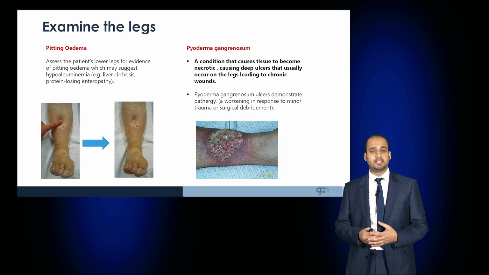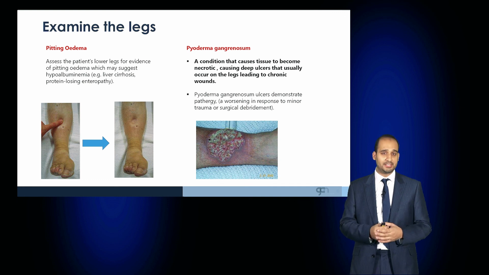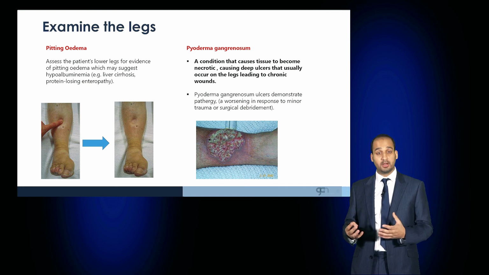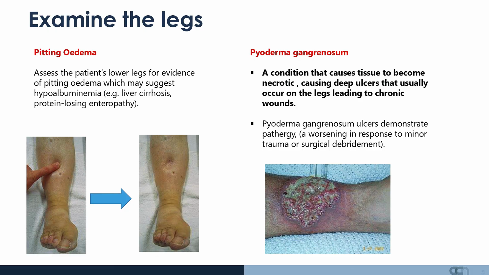Pitting edema may suggest that the patient has hypoalbuminemia as a result of liver cirrhosis, or a protein-losing enteropathy, or nephropathy or cardiac disease. Inspect for any cutaneous changes, in particular look for pyoderma gangrenosum. This is a condition in which the tissue becomes necrotic, causing deep ulcers that usually occur on the legs and can lead to chronic wounds. Pyoderma gangrenosum demonstrates pathergy. That means that a minor trauma or surgical debridement can worsen the condition.